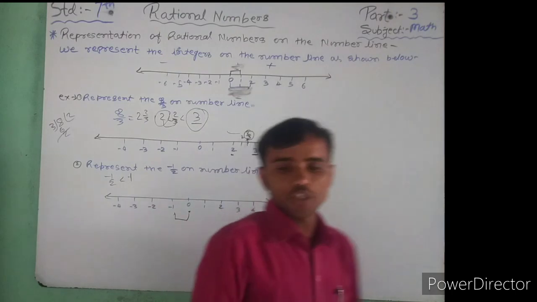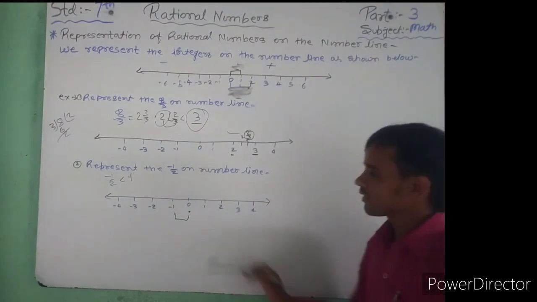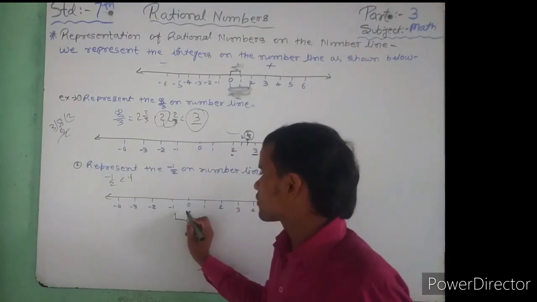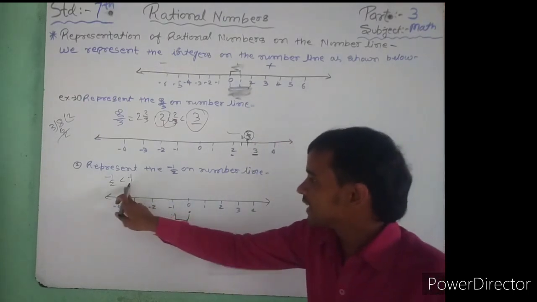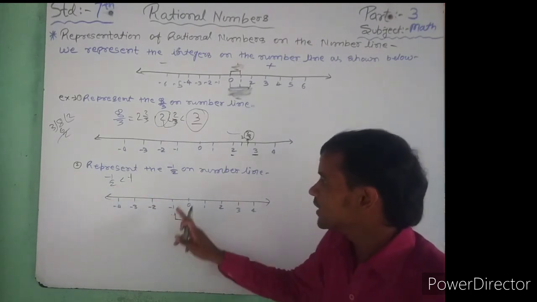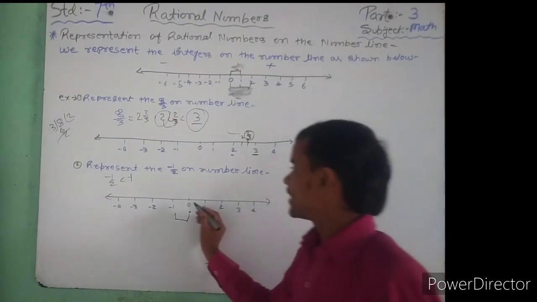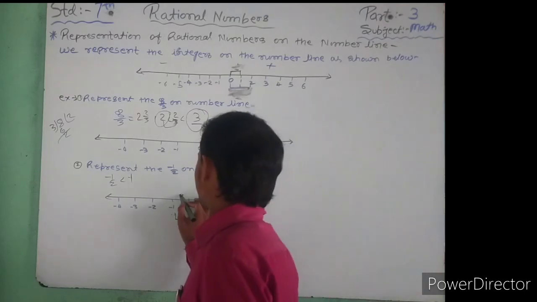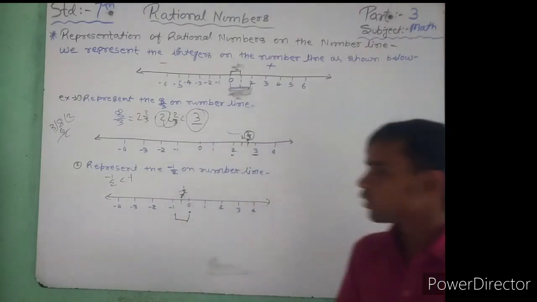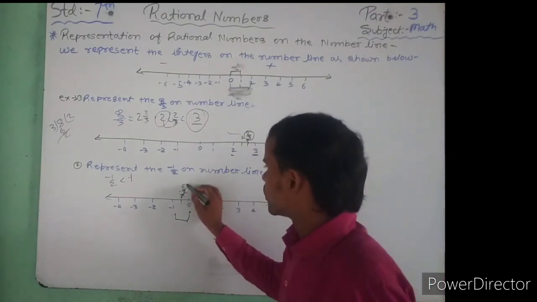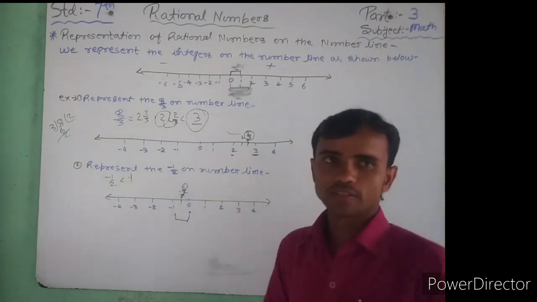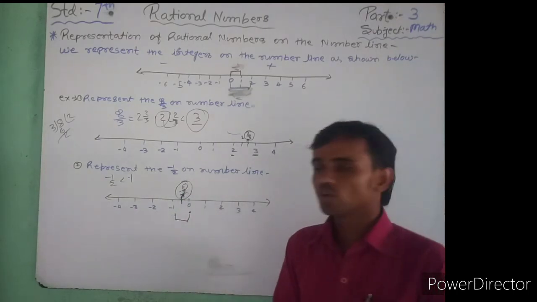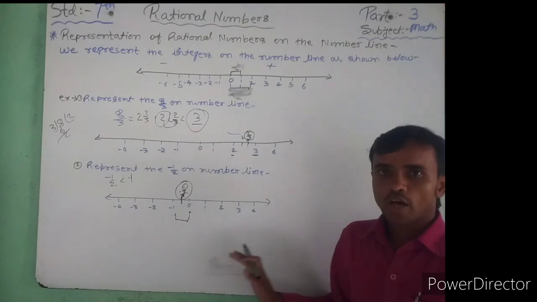So firstly see the numbers 0 and -1, and -1/2 lies between them. Divide the gap into 2 parts. In a simple way, if you have 1 rupee and divide it in 2 parts, take 1 part here, and that is your answer, the representation of -1/2. Okay, do you understand?